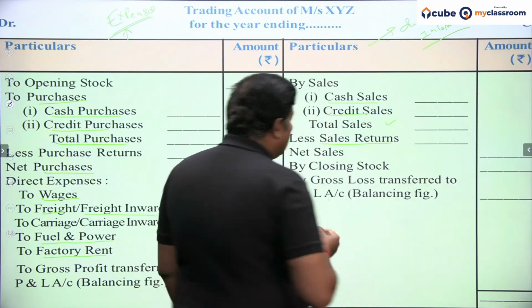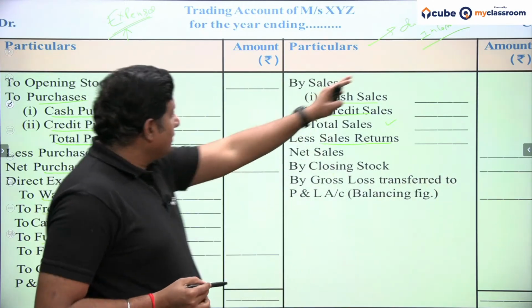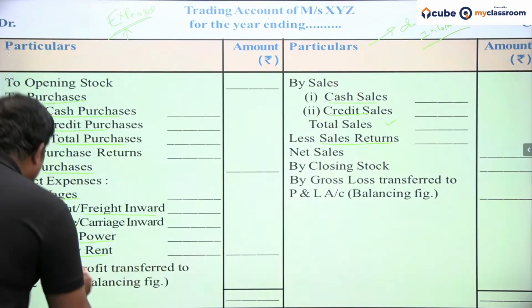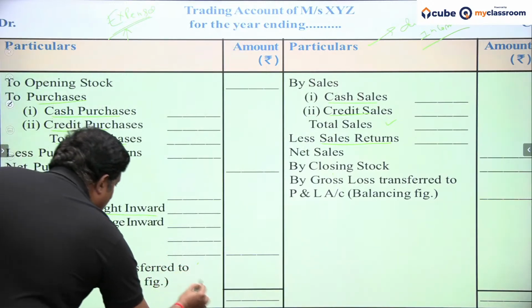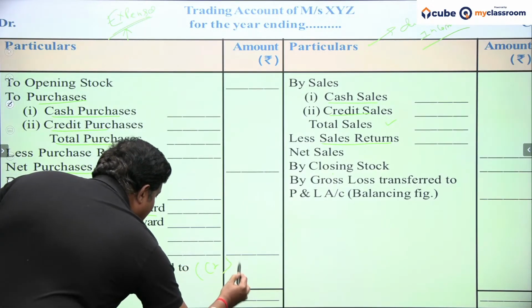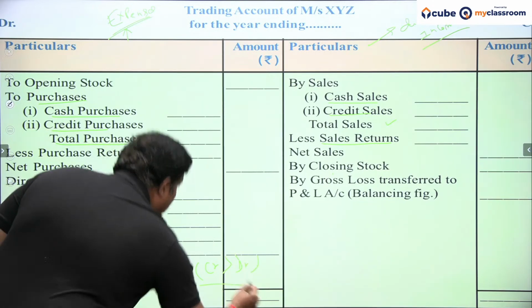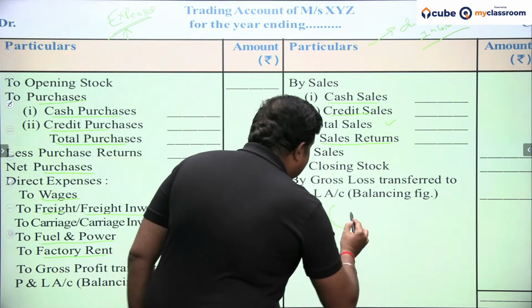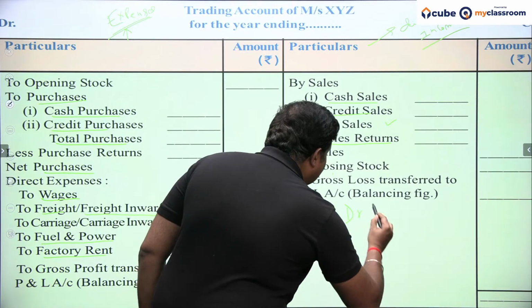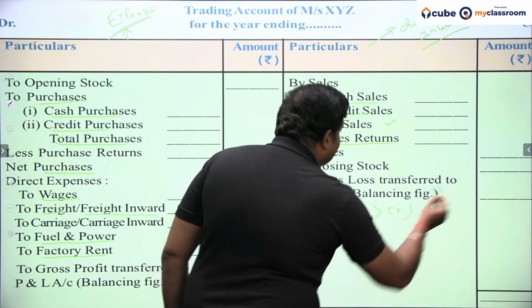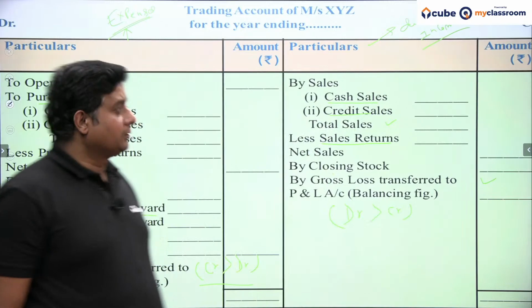Again, closing stock is there. So if the credit side is exceeding the debit side, then there is a gross profit. When the total of the credit side is exceeding the debit side, then there is a gross profit. And if the reverse situation happens, like the sum total of the debit side is exceeding the sum total of the credit side, then there would be a gross loss.